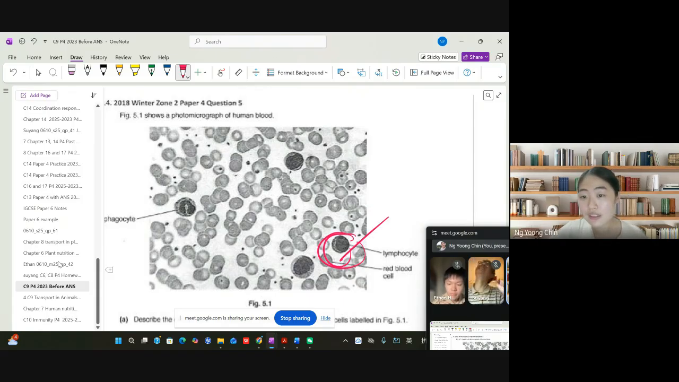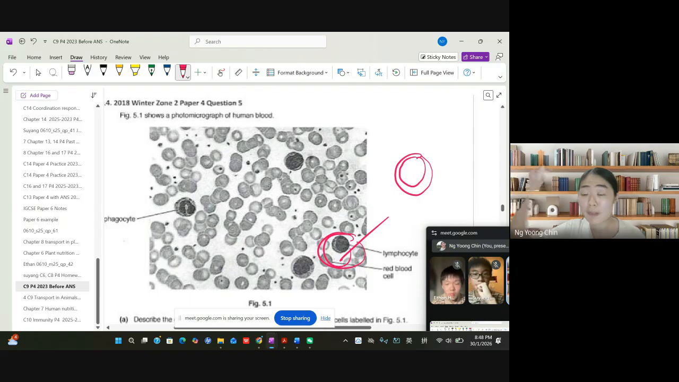See, this one, they just look like this. Round, and then with a very, very big nucleus. And that nucleus is very big until it occupies half of the space. So this is a lymphocyte. This is also a lymphocyte. See, this is also a lymphocyte.